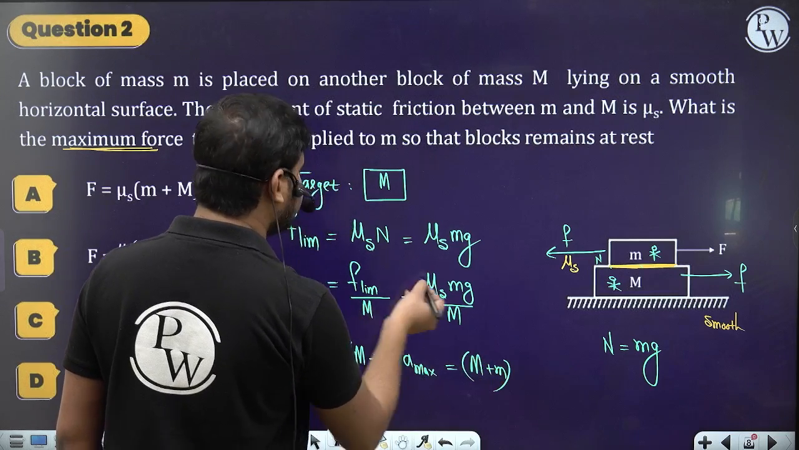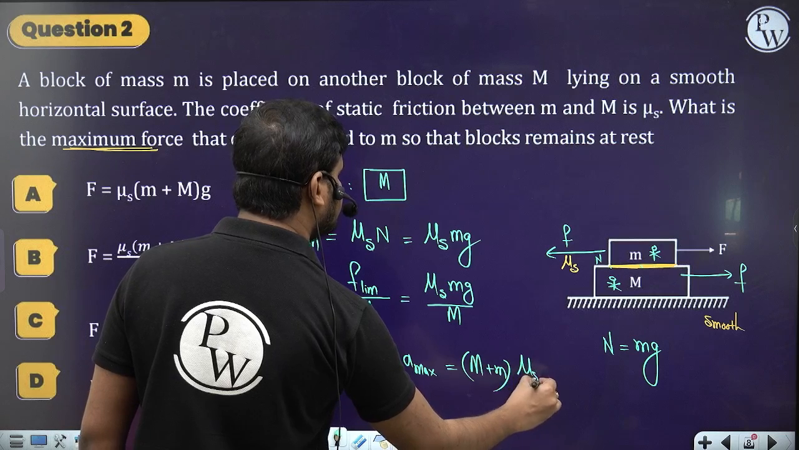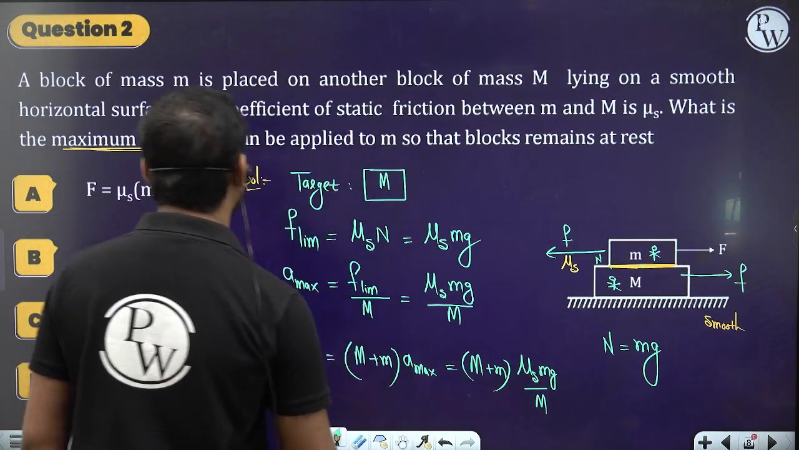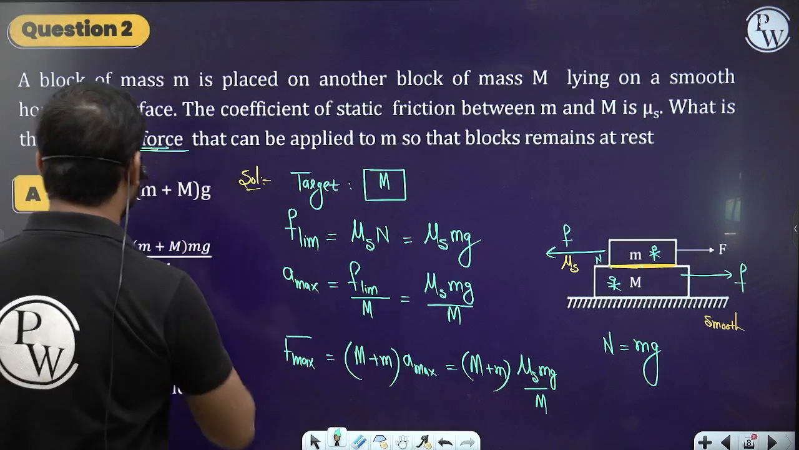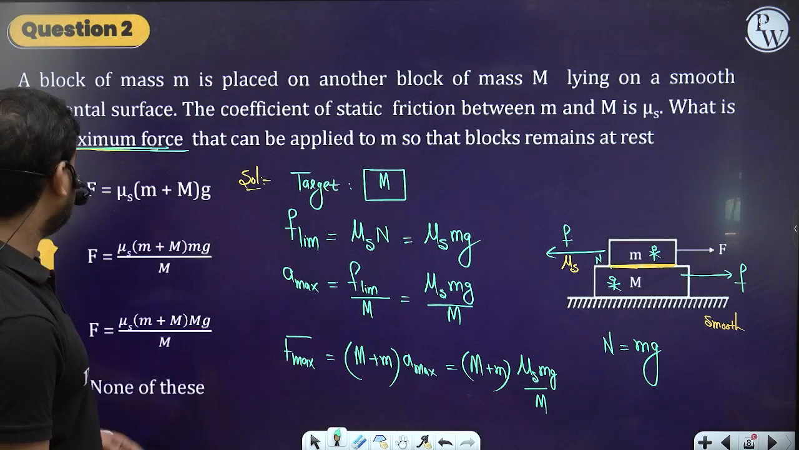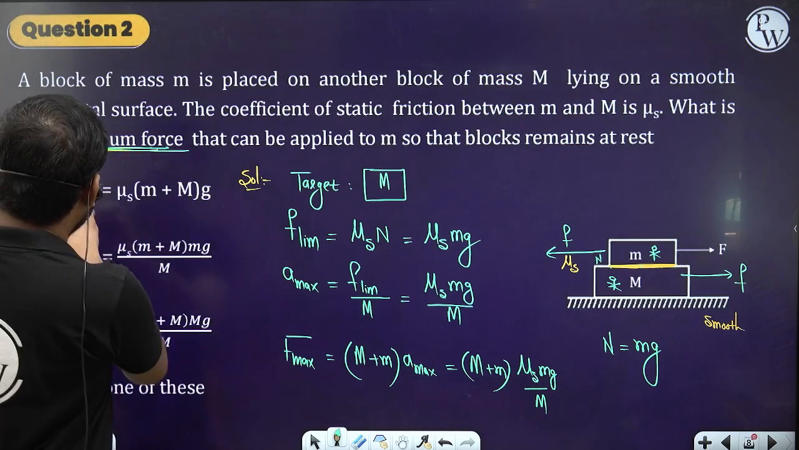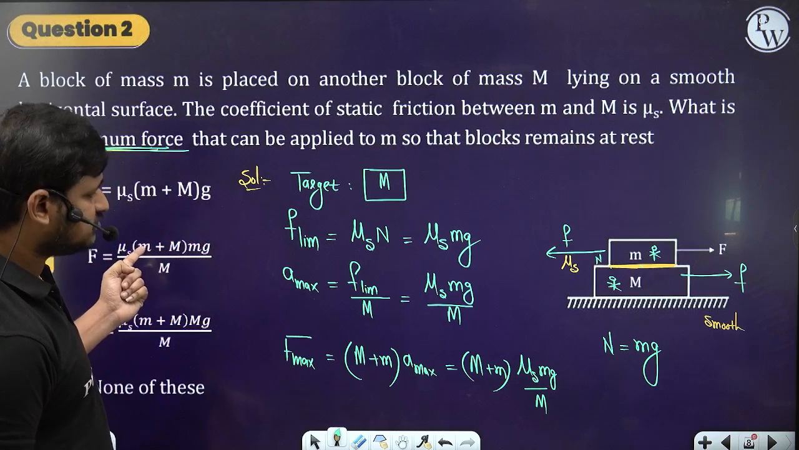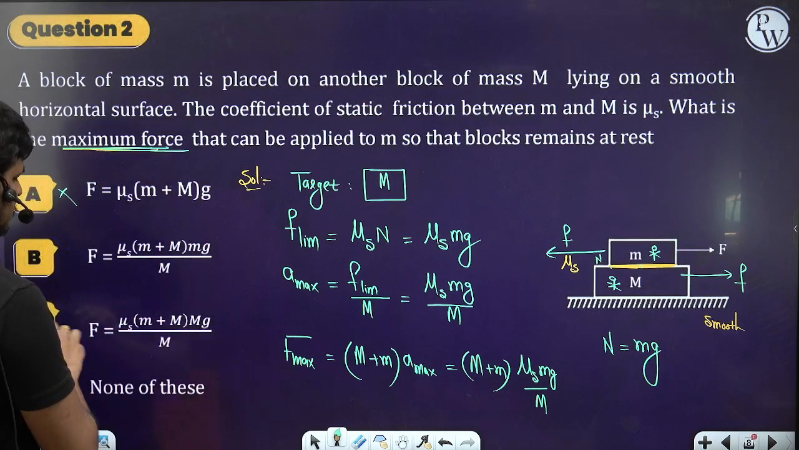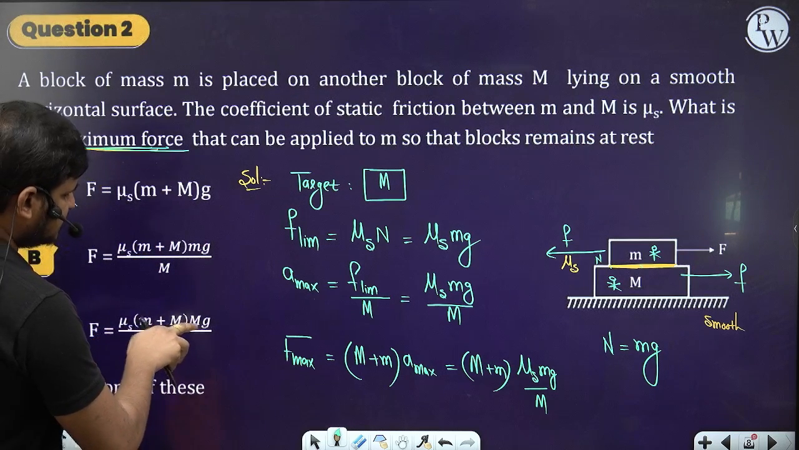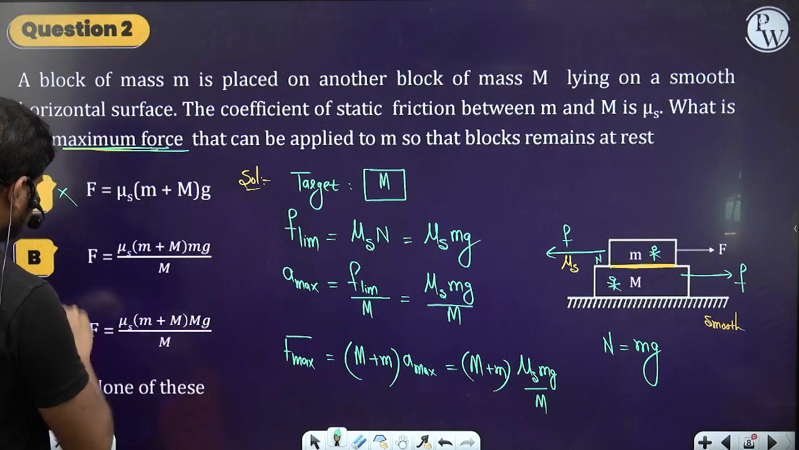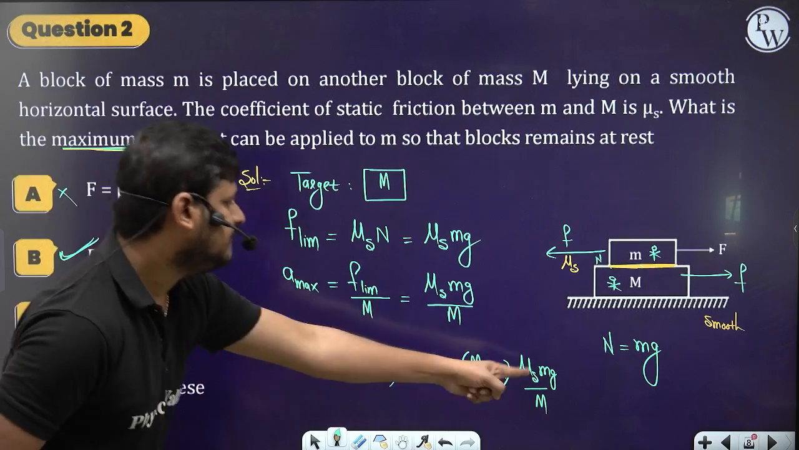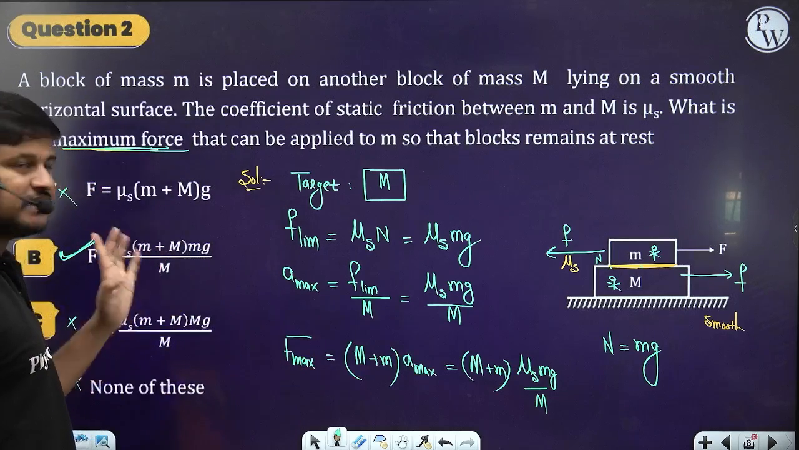So what is a max we got? A max is mu s m g by capital M. That's what they are asking, find the maximum force. So check the options. Mu s m g, here there is no denominator, eliminate that. Mu s m g by capital M plus small m, no. Here capital M g is given, this is not correct, so none of these. So here is the correct option: mu s small m g, and then small m plus capital M by capital M.